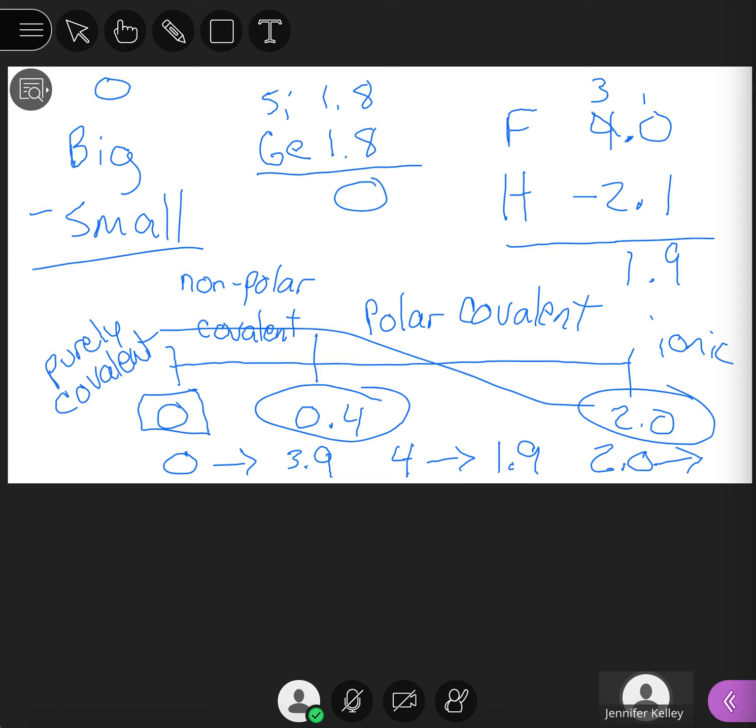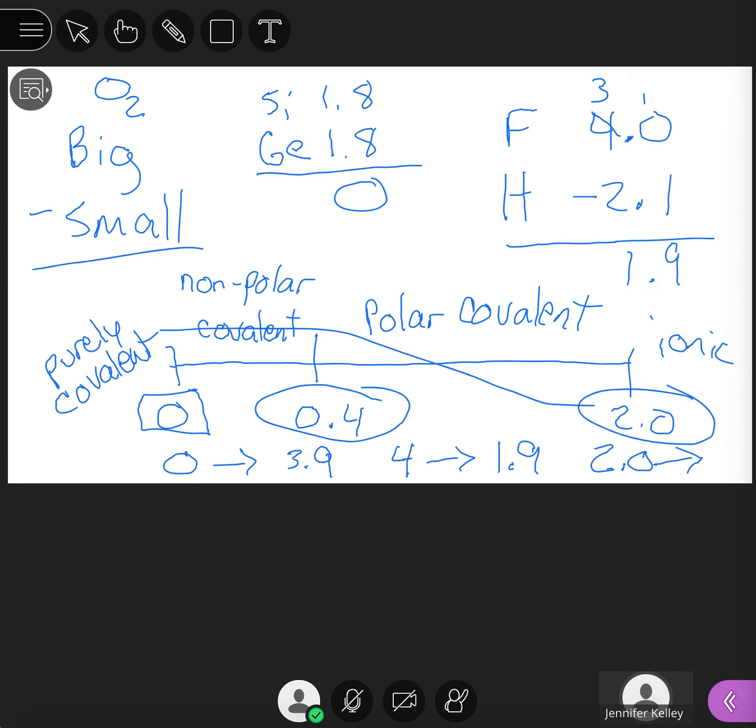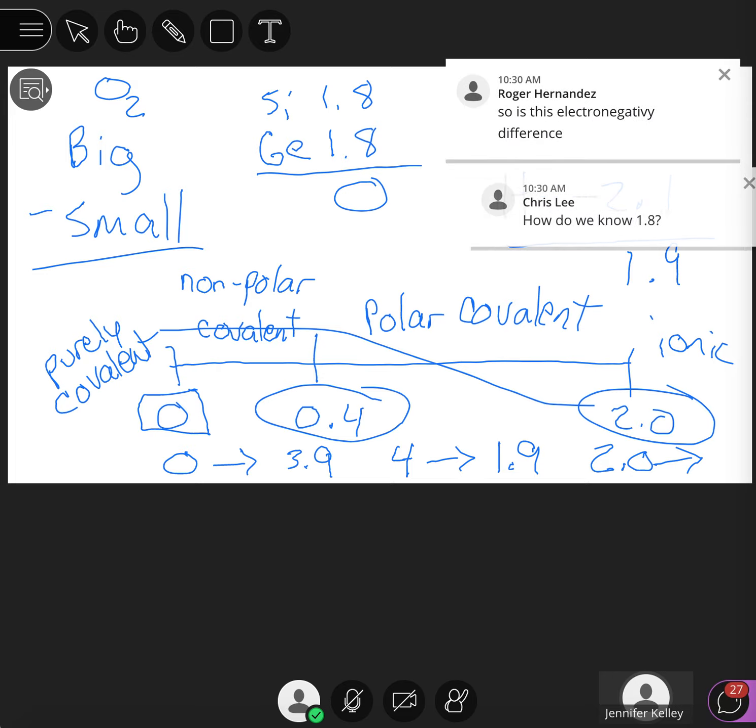But yes, if you had something like O2, that would be oxygen's electronegativity minus oxygen's electronegativity, and that's going to give you 0. Or if you had H2, anything connected to itself is going to be pure covalent because it is sharing an electron, but sharing it equally. All right, anybody need a second on this still?